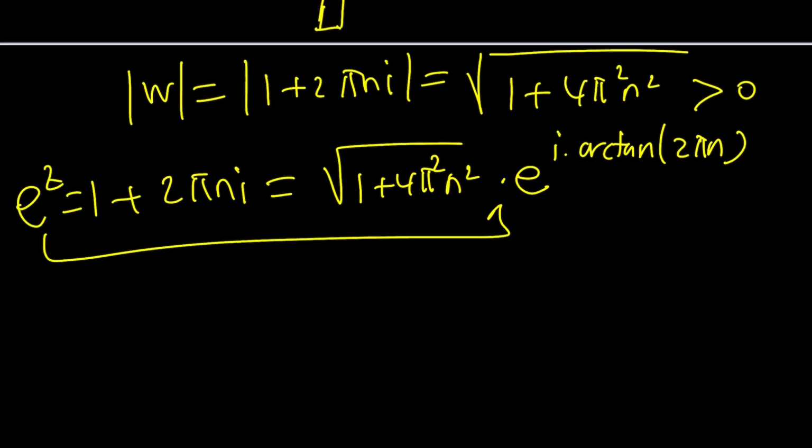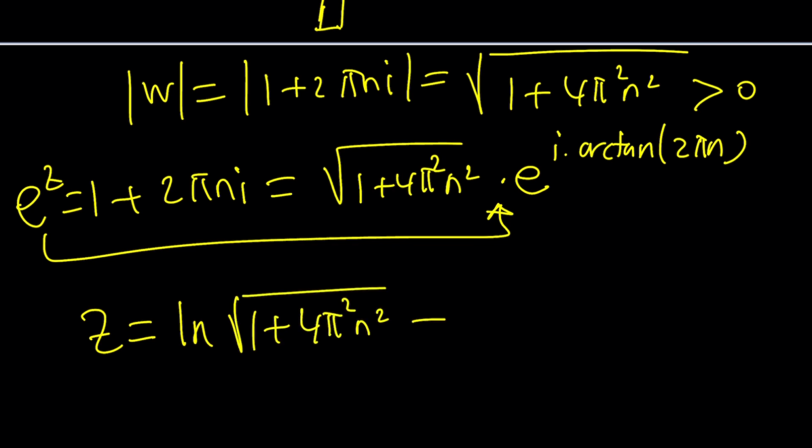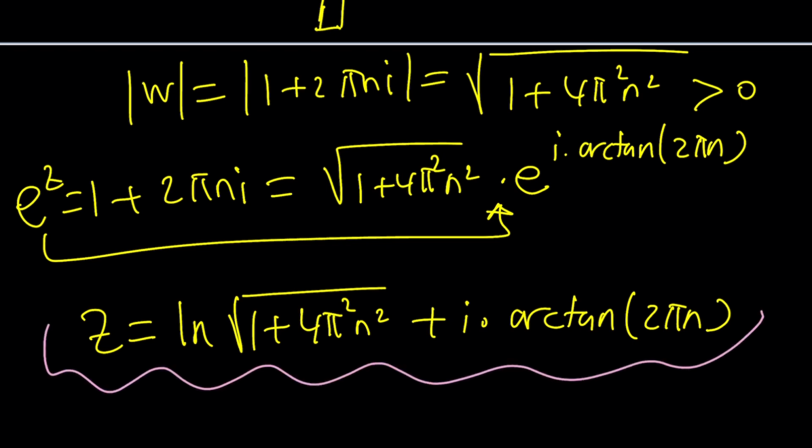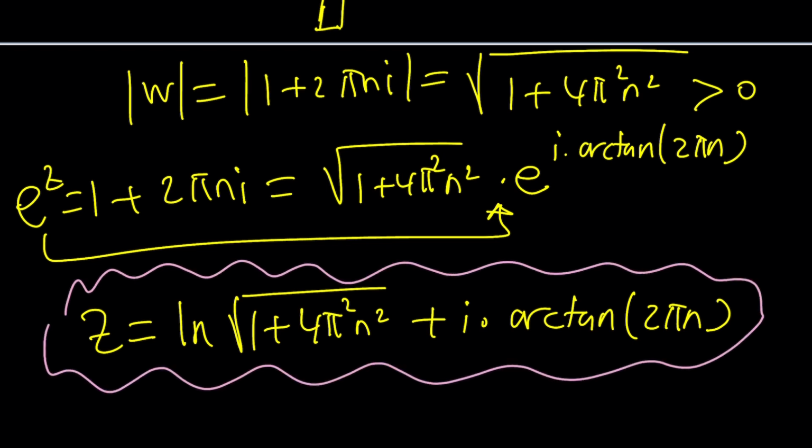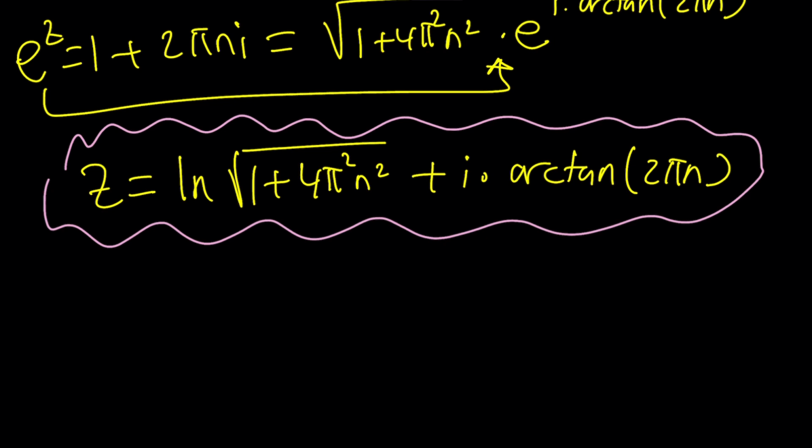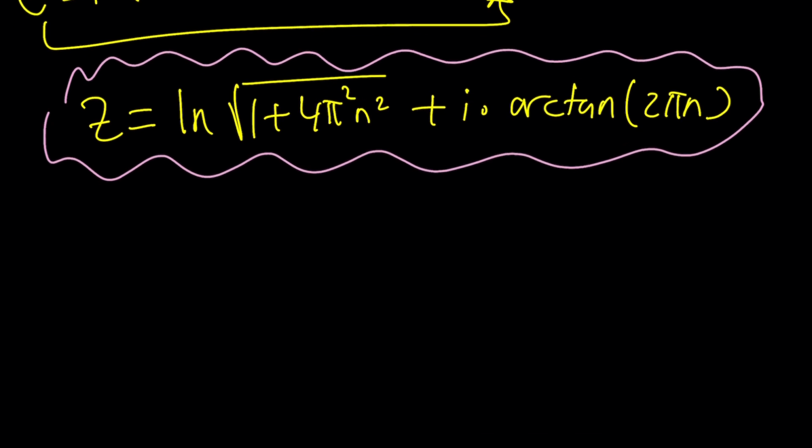And if you apply natural log on both sides, you're going to get the following. Are you ready? z equals ln square root of 1 plus 4 pi squared n squared plus i times arctangent 2 pi n, where n is an integer. And if n is equal to 0, ln 1 will be 0, and you'll get z equals 0, which is definitely a solution, right? And this brings us to the end of this video.